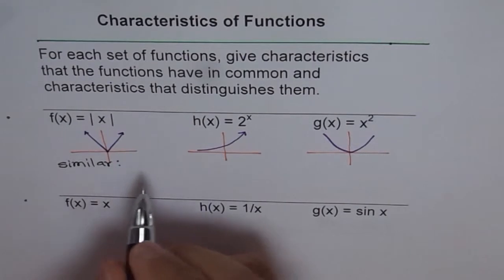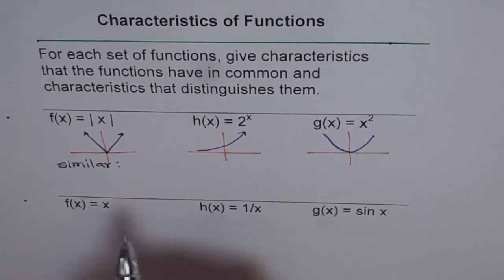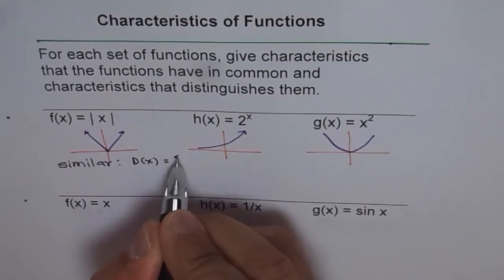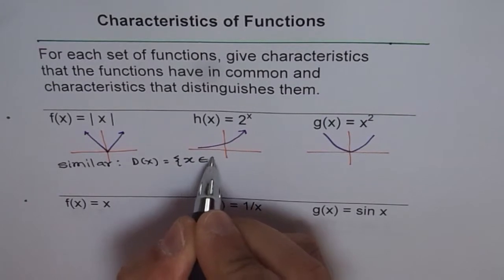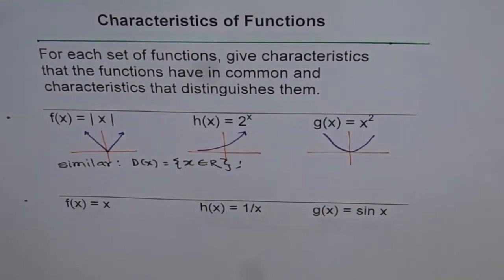One, of course, is the domain, right? You see domain? They're all continuous functions, and so the domain for each is x belongs to real numbers, right? So that is one similarity. And that's a good similarity. They are similar in their domain, right? What else do you observe? How else are they similar?